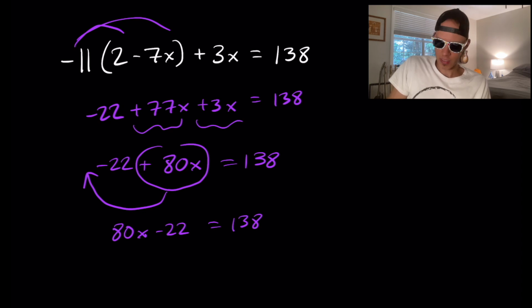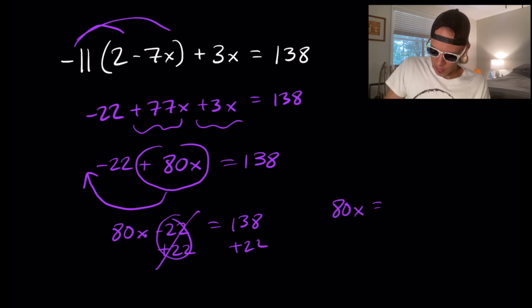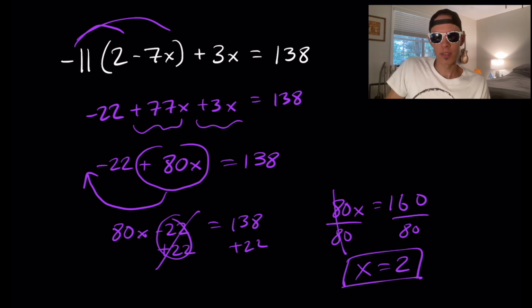And then now it's a two-step equation. So I'll add 22 to both sides. These will cancel. I'll have 80x is equal to 160. And then I can divide both sides by 80. And I'll get x is equal to 2. 80 goes into 160 2 times.